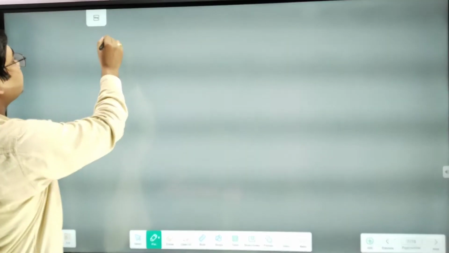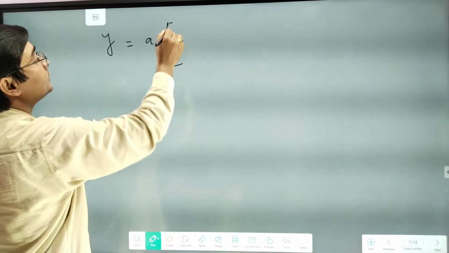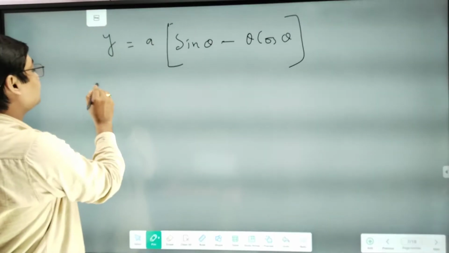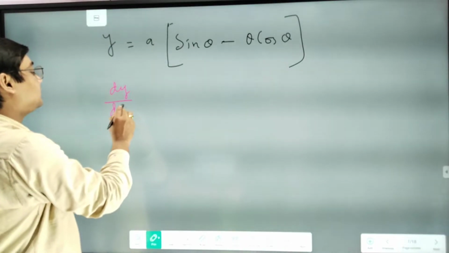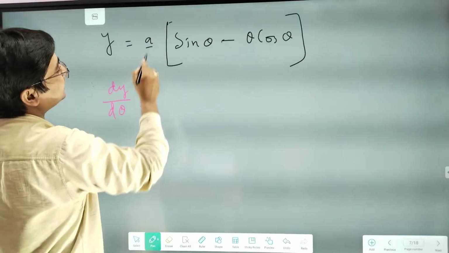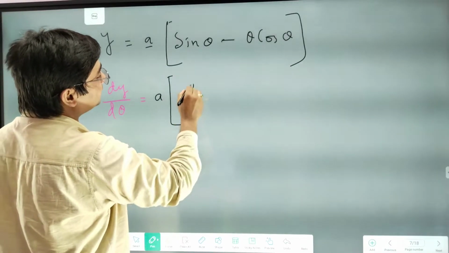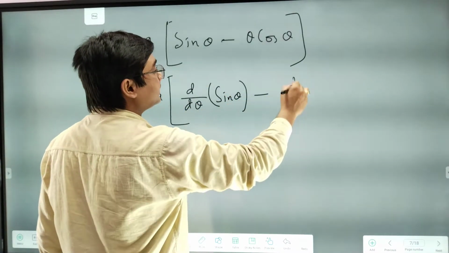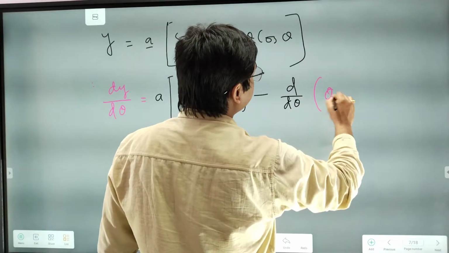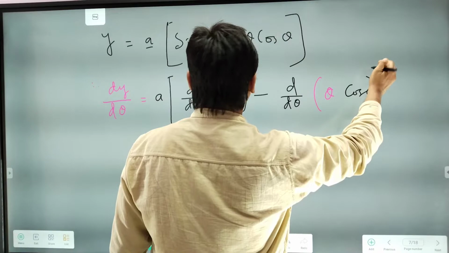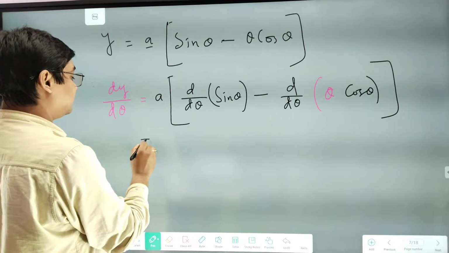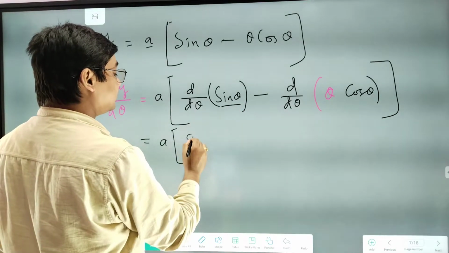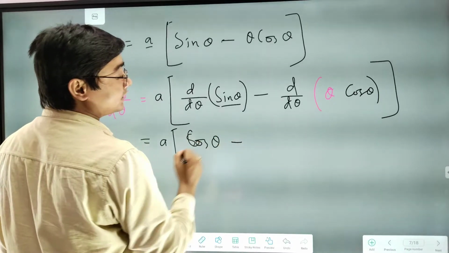So what is y here, guys? Y is a times sin theta minus theta cos theta. Find the value of dy by d theta. Just take the differentiation. A is a constant, so you can put it outside of the derivative. So this will be the derivative of sin theta minus theta cos theta. Now you differentiate. A is a constant. What is the derivative of sin theta? This will be cos theta.